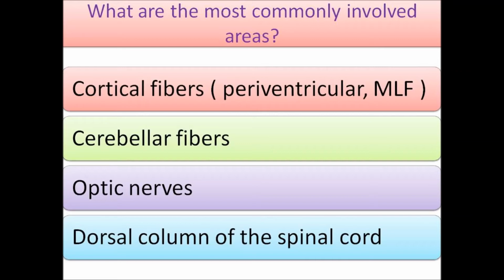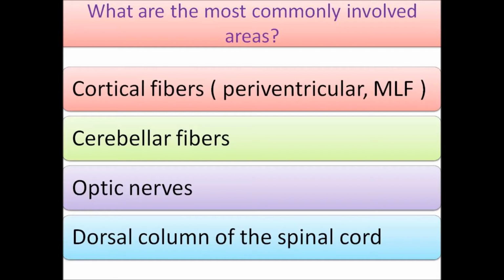Next question. What are the most commonly involved areas? So, demyelination will affect many sites in the central nervous system, but the most important include the cortical fibers, especially at periventricular regions, and the medial longitudinal fasciculus, which is seen in the brain stem, not in the cortex actually. The medial longitudinal fasciculus, I will discuss it later. Also, the disease affects cerebellar fibers, the optic nerves and the spinal cord, especially the dorsal column tracts. If we memorize these areas, we will memorize the signs and symptoms of the disease and the common presentation.